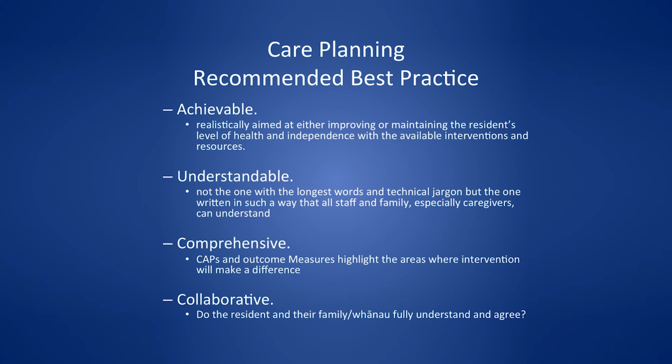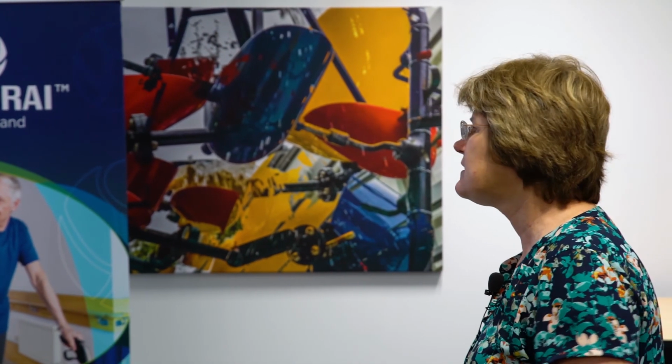Understandable. We need to not use jargon and not use abbreviations that other people don't know, especially if we're giving these to caregivers or if we're giving them to family. We need to make sure that that's very clear. Comprehensive. The CAPS and the outcome measures highlight the areas where the interventions will make a difference, and I think we'll be doing that better and better as we get the inter-I data more user-friendly.